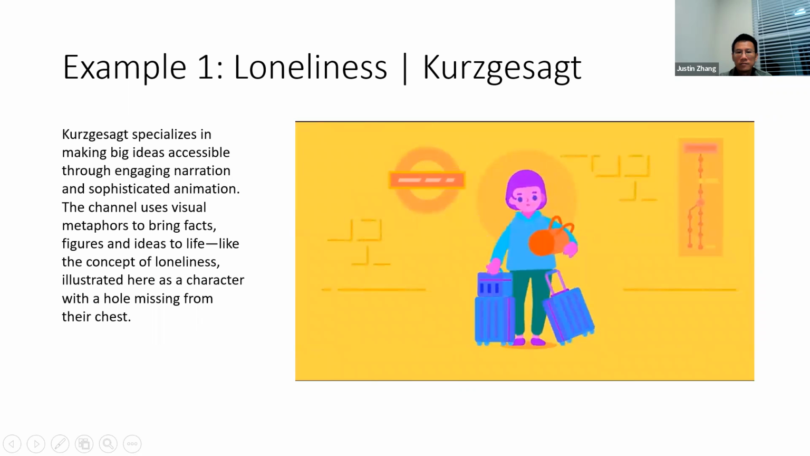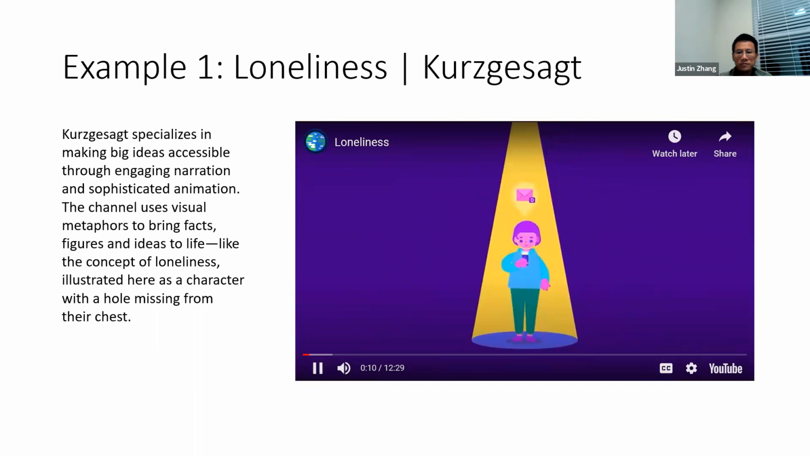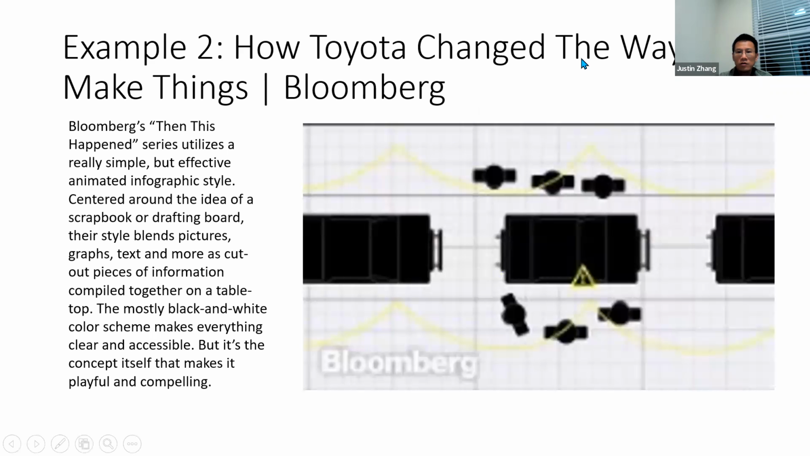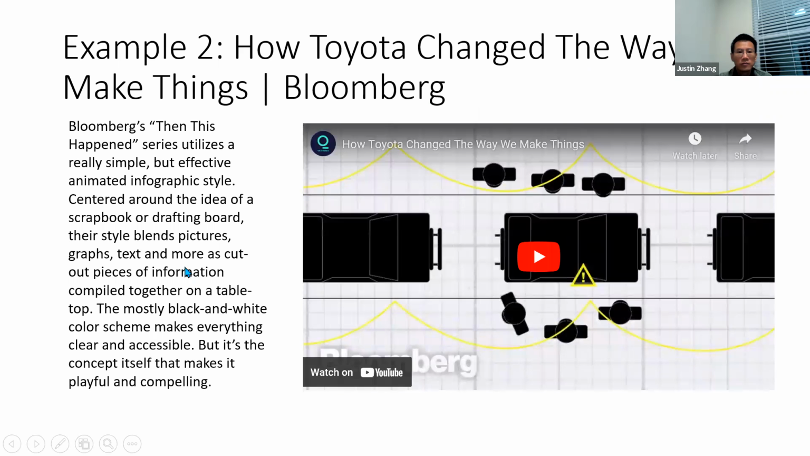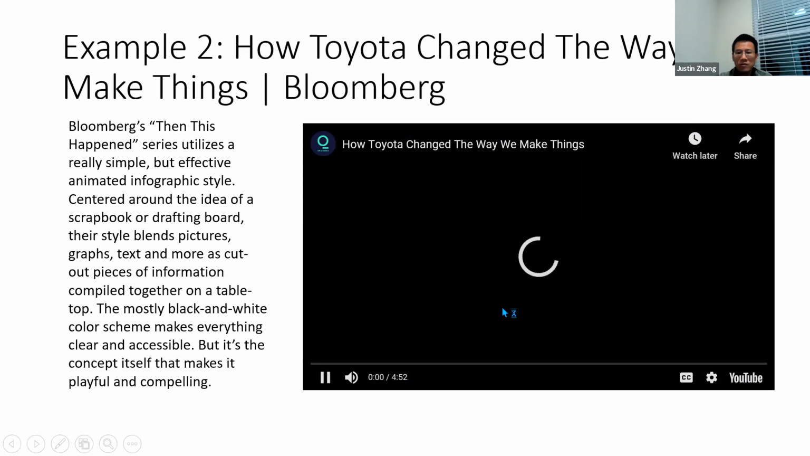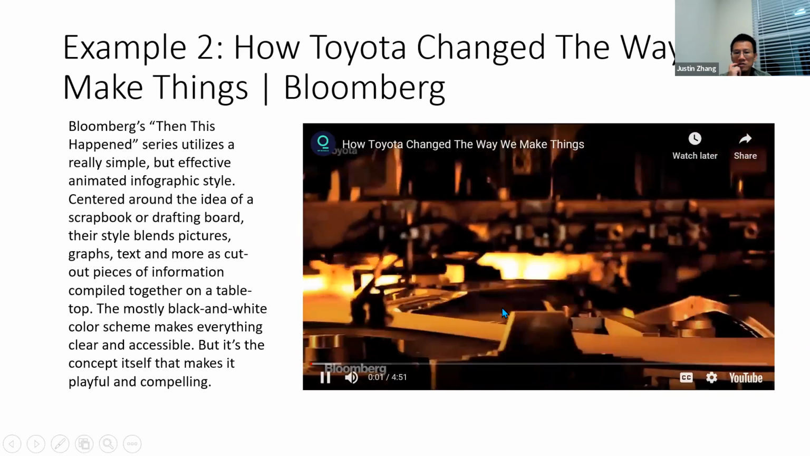Next one is how Toyota changed the way we make things from Bloomberg. They use really simple but effective animated infographic style in this video. To make things clear and accessible, even mostly the color scheme is black and white. Again, you can watch it later on. This is relatively short, it's about 5 minutes.